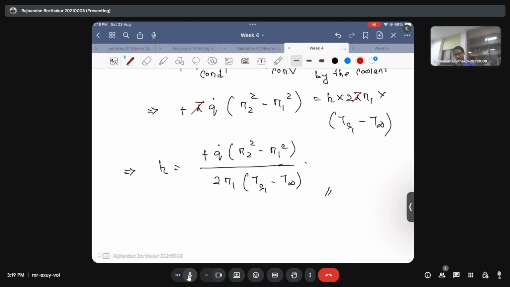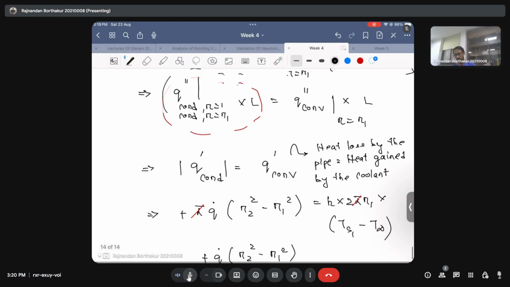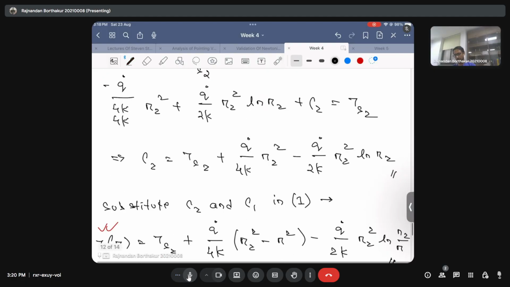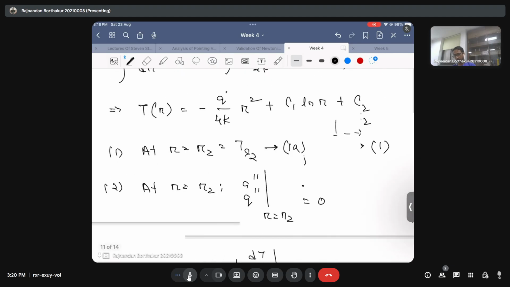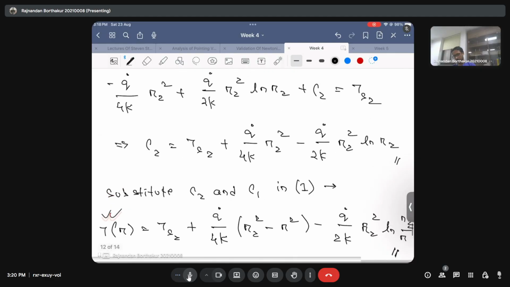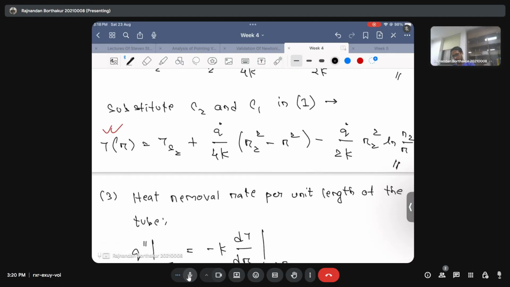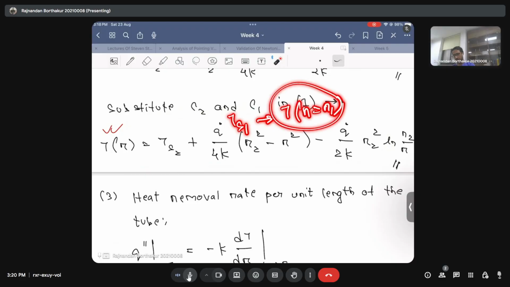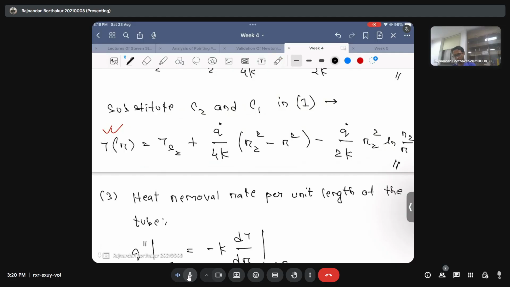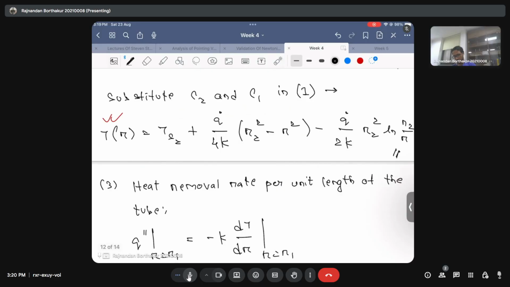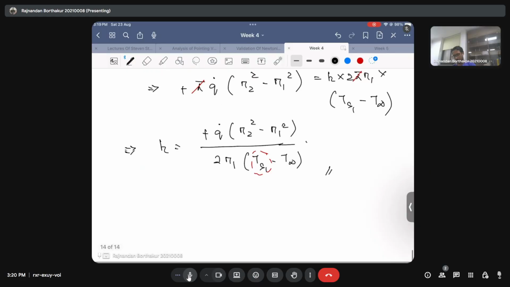But one more important thing you need to understand is that Ts1 is not known. For that we will use the fact that we already know the temperature profile, so we'll substitute r equal to r1 in the temperature profile. In order to calculate Ts1, we substitute T at r equal to r1, and this will just be equal to Ts1. So all we need to do is substitute r equal to r1 in this expression. I hope you can do this. It's very simple, but if not, I'll write it here.